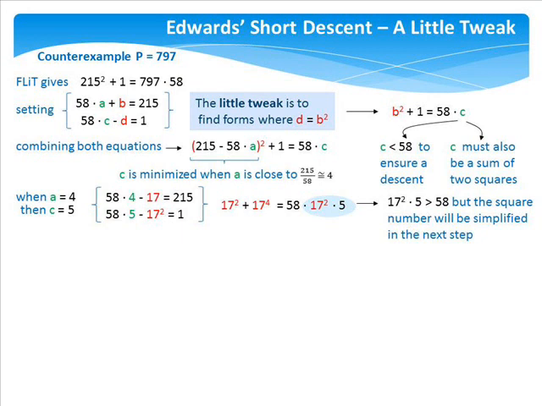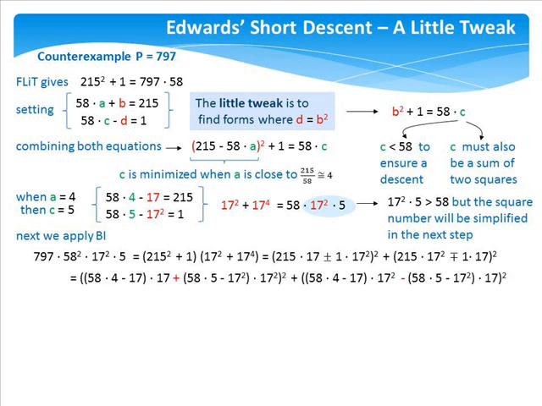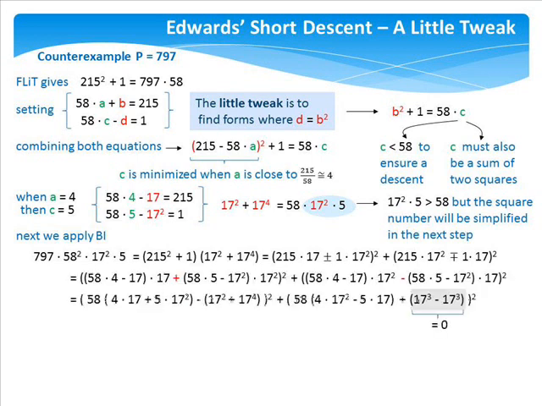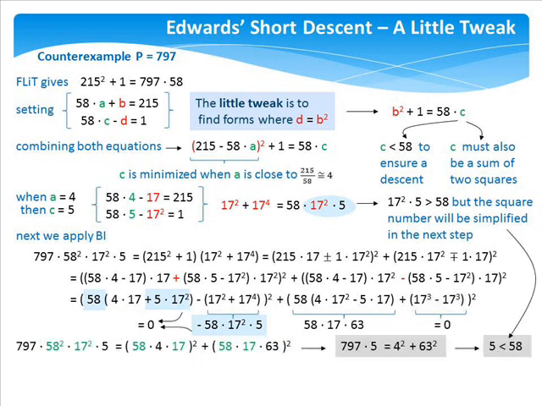Once we got this, we apply Brahmagupta's identity. In this step, we see that not only 17 cubed is simplified in the second square, but in the first square, 58 times 17 squared times 5 is also simplified. And so we can now simplify both 58 squared and 17 squared. We end up with a smaller equation: 797 times 5 equals 4 squared plus 63 squared.